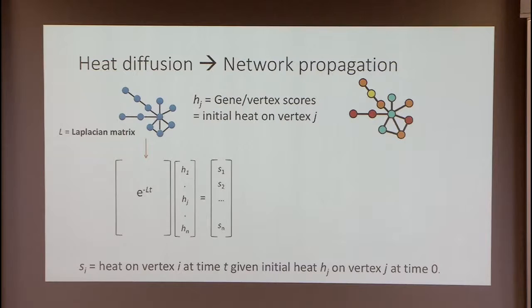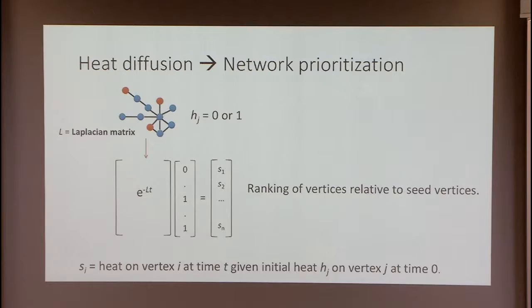Similarly, you might think of nodes that you indicate are perhaps cancer genes, and mark those as having a heat of 1 and other genes a heat of 0, somehow these seed vertices. Then you multiply by that vector, and you get a ranking of vertices relative to the seed nodes. Some of you may have seen this, and it's roughly called network prioritization. Okay? Now, a few of you might be thinking, well, what am I going to have for lunch?